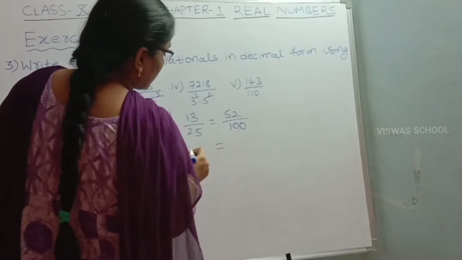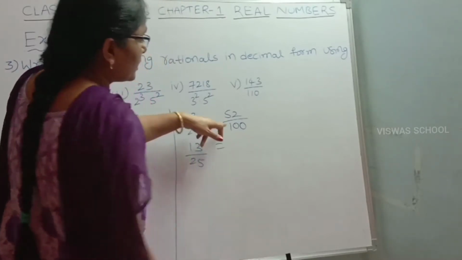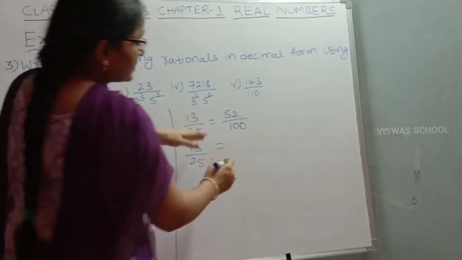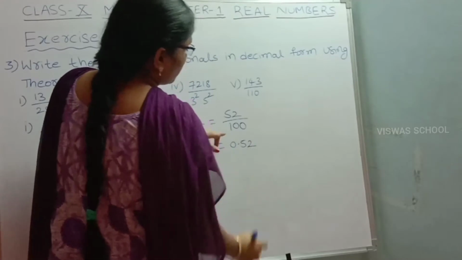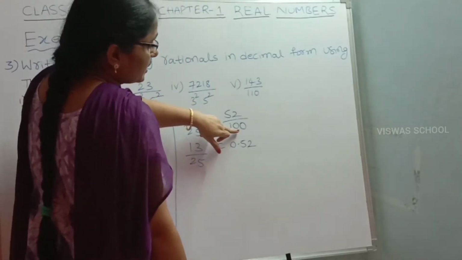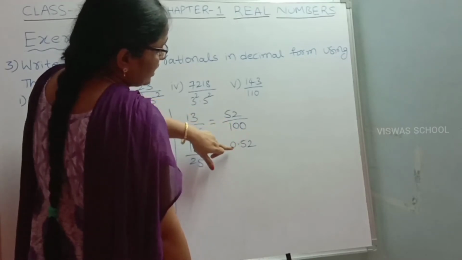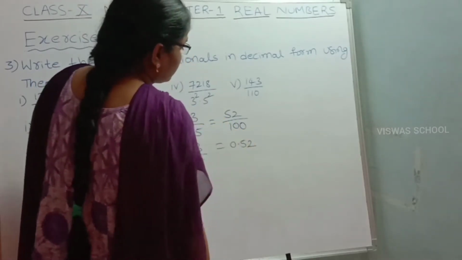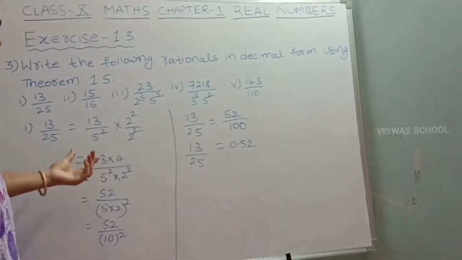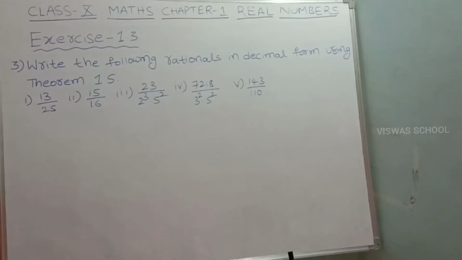Now the decimal form is what here? 52 by 100. Then how do you write it in the decimal form? 0.52, because in the denominator part we have 100, that is 2 zeros. That's why the decimal form is 0.52. And this is the decimal form by using Theorem 1.5.